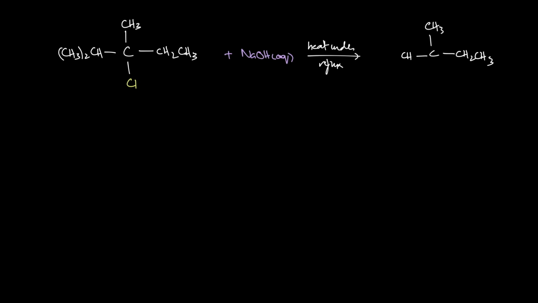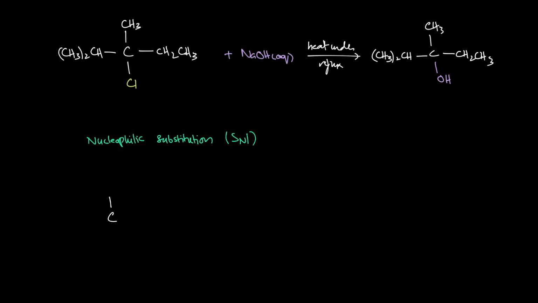So I have CH3 twice, and then I have OH. Now what's the mechanism for this reaction? This reaction proceeds via a nucleophilic substitution mechanism, and specifically because it's a tertiary halogenoalkane, it proceeds via an SN1 mechanism.